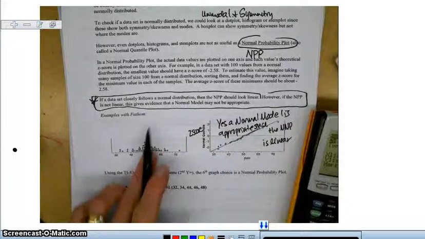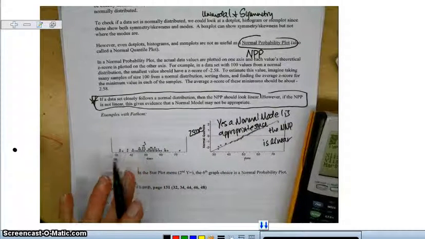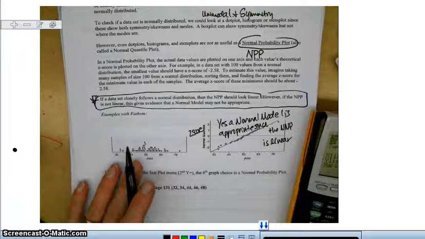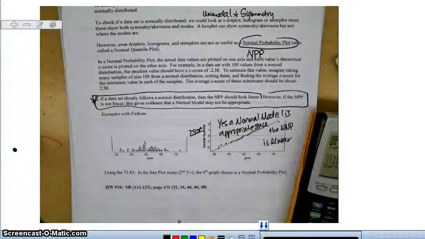So this is how you actually decide if a normal model is appropriate, assessing normality. You look at the normal probability plot. If it makes approximately a straight line, then a normal model is appropriate.